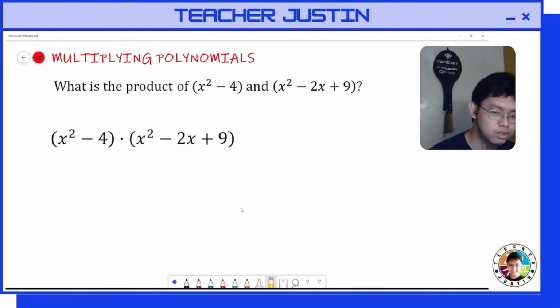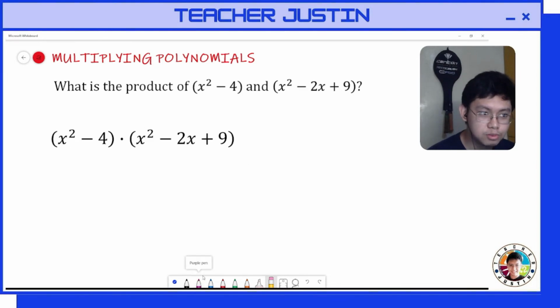So x squared minus 4 times x squared minus 2x plus 9. There is a multiplication symbol between the two polynomials because of the word product. Okay? So now let me show you how to simplify this polynomial. First, we're going to multiply each term of our first polynomial to each term of our second polynomial, applying the distributive property. So we will multiply x squared and negative 4 to each term of our second polynomial.